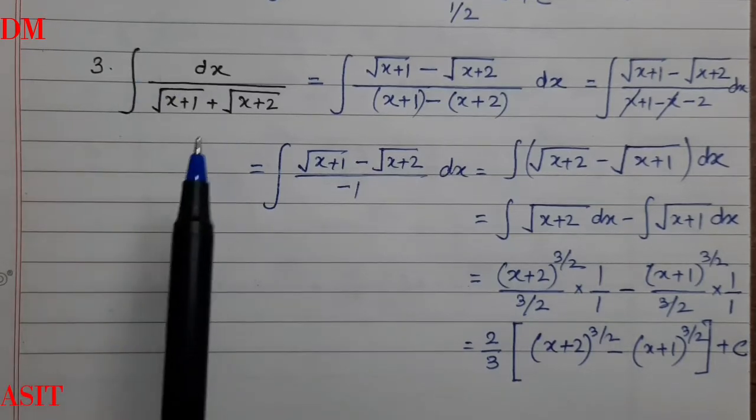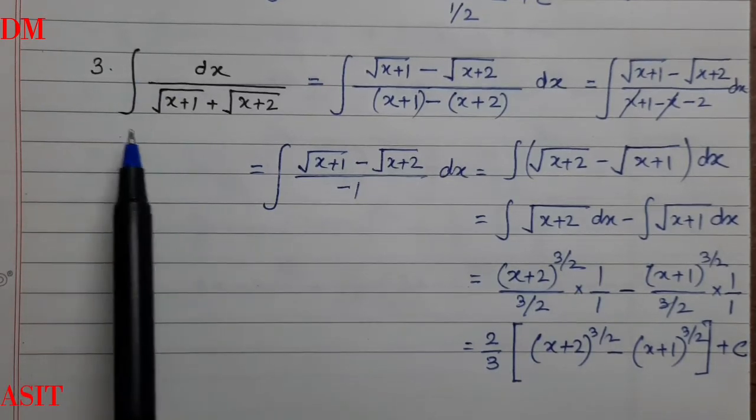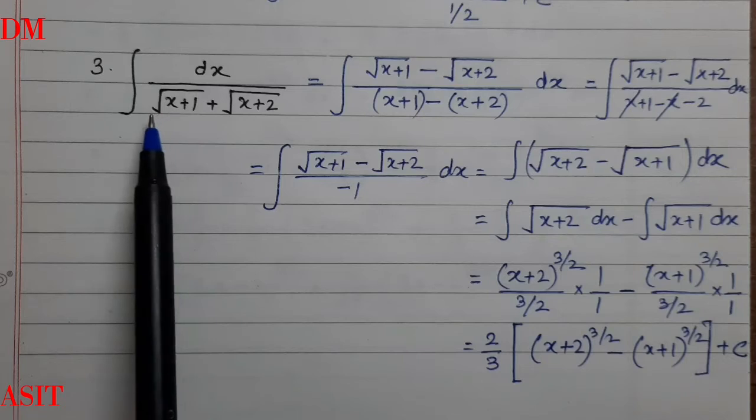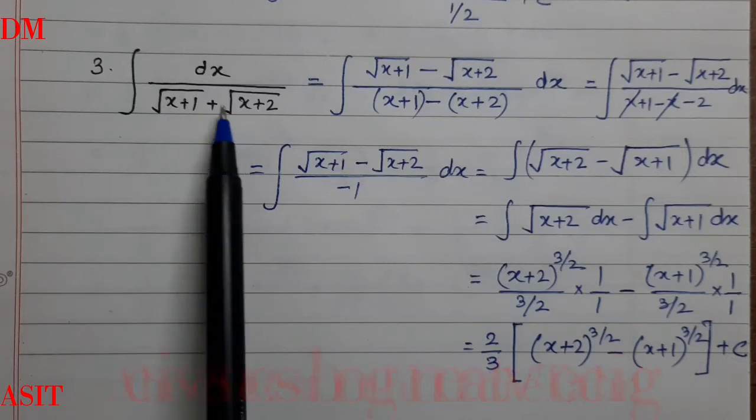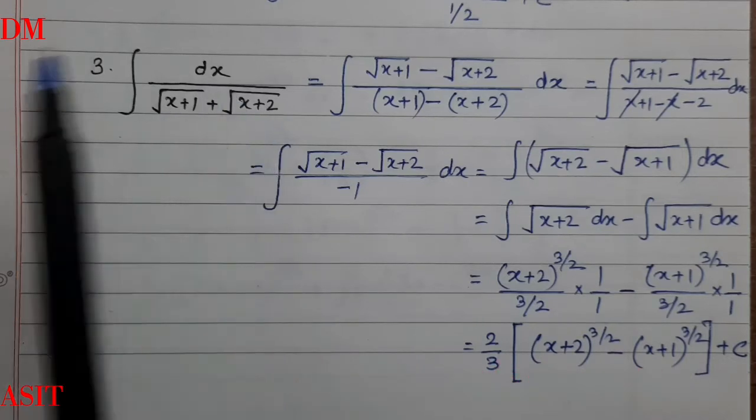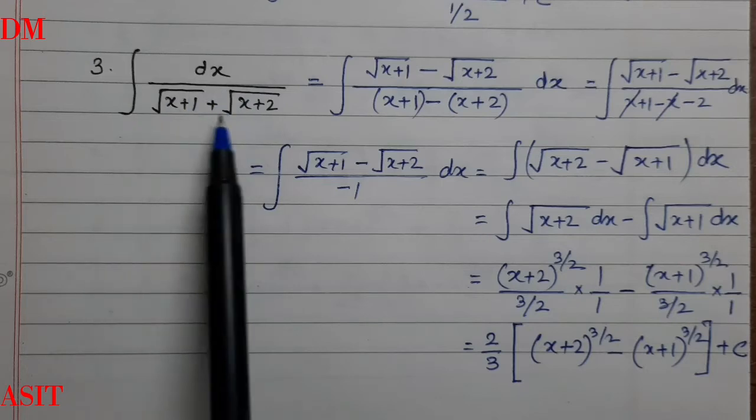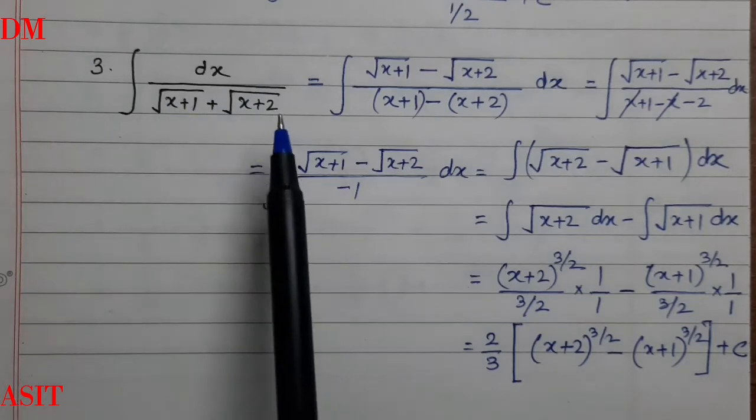Now this is the third question. The third question is integration of 1 by root over of x plus 1 plus root over of x plus 2 with respect to x. That is integration of dx by root over of x plus 1 plus root over of x plus 2.